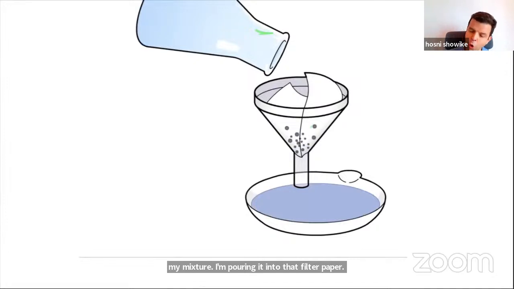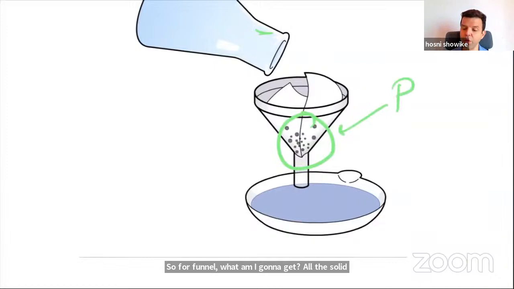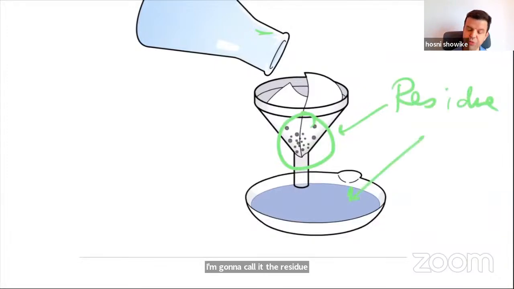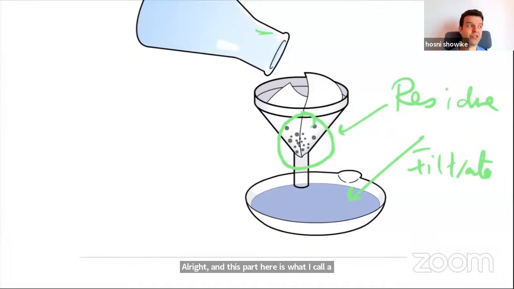What am I going to get? All of the solid remains stuck here. You know what I'm going to call that solid? I'm going to call it a residue. And this part here is what I call a filtrate. Residue is what gets stuck inside that filter paper. The solid, let's say sand, will get stuck here and water will pass through. The water is a filtrate and the sand is the residue.